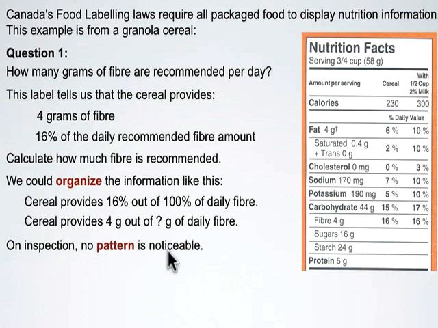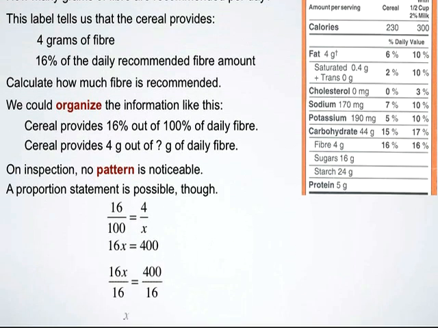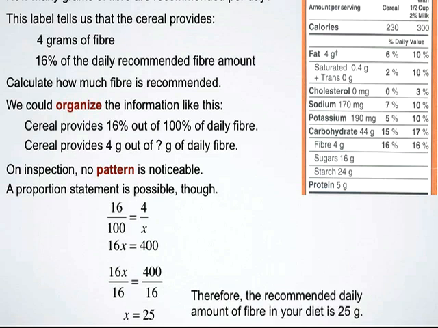On inspection, no pattern is noticeable. 16 to 100, there's not a number that jumps out at us that we would need to multiply to get that. So we're going to use a proportion statement. 16 compared to 100 is equal to 4 grams compared to the daily grams, and we've replaced the daily grams with the variable x. Cross multiply to get 16x is equal to 400. Divide to isolate x, and we get x is equal to 25, 400 divided by 16. Therefore, the recommended daily amount of fiber you should be getting in your diet is 25 grams.